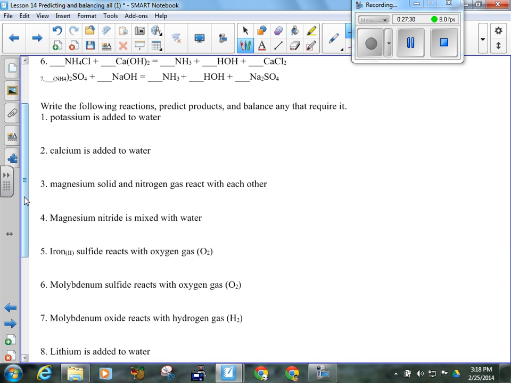Potassium is added to water. Symbol for potassium is K. Water you can write as HOH or you can write it as H2O. It doesn't matter which way you do it, but the answers are slightly different. Both would be right. In a single replacement reaction, potassium is a metal. So who is it going to replace here? Hydrogen or hydroxide? Hydrogen, because hydrogen is acting as the metal here. So that means K ends up with OH, and hydrogen ends up by itself.